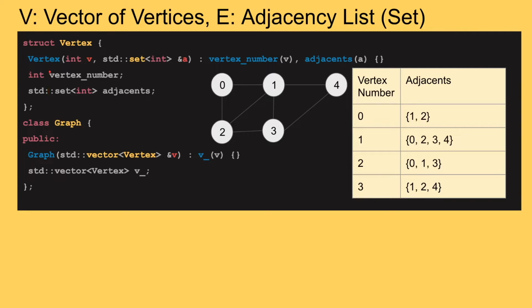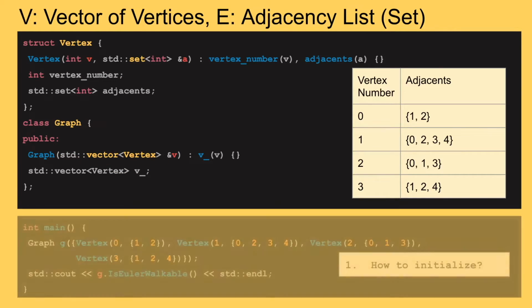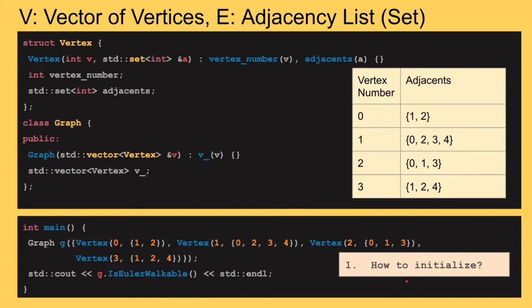So now your vertex constructor takes two inputs for vertex number and adjacent list, and your graph takes a vector of vertices as its input. With this, initialization is very simple. Using uniform initialization again, you can just define a new vector using these curly braces, and then each item in the vector is a vertex that has V. So here 0 is the V, and 1 and 2 is mapped to this set. So again, you can see there's a really nice mapping between our table and how we initialize our graph.